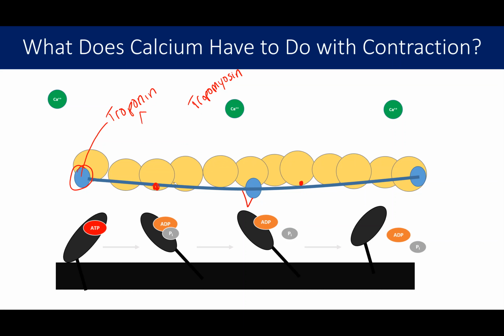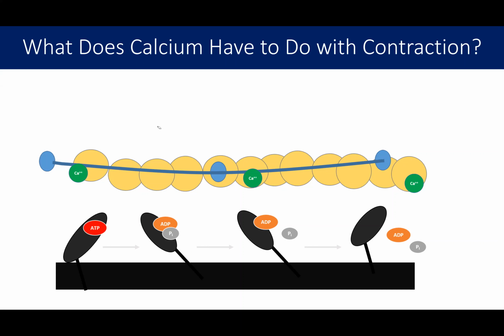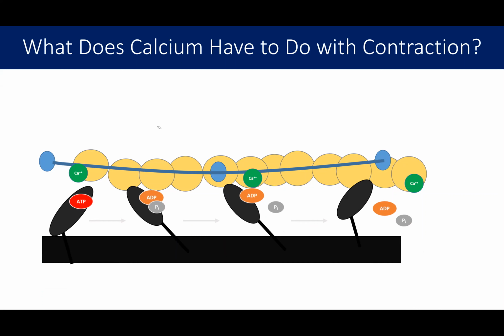Now here's where calcium comes into play. When calcium is released from the SR, it makes its way to the troponin and binds onto it. That causes the troponin to change its shape, and as it changes shape, it moves the tropomyosin away from the binding site. So calcium binds onto troponin, which causes tropomyosin to move. Now with that exposed, the myosin can interact with the actin. Without calcium, you're not going to get any force generation.